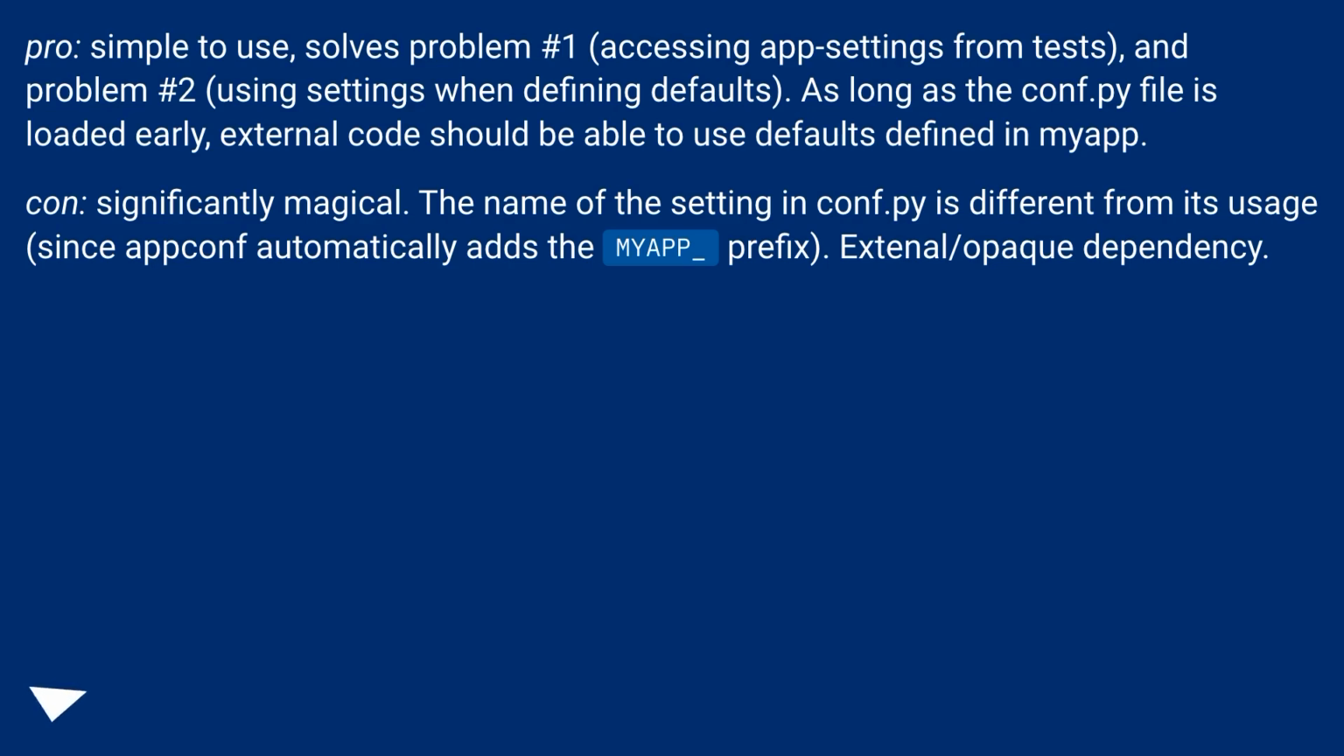Con: significantly magical. The name of the setting in conf.py is different from its usage, since appconf automatically adds the MYAPP_ prefix. External, opaque dependency.